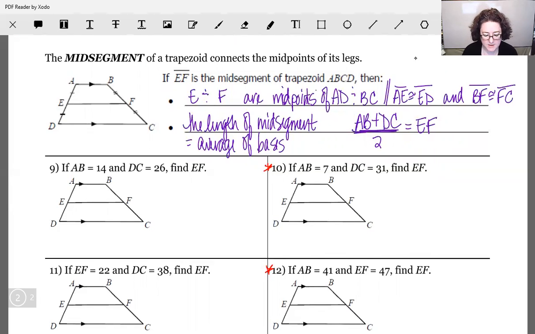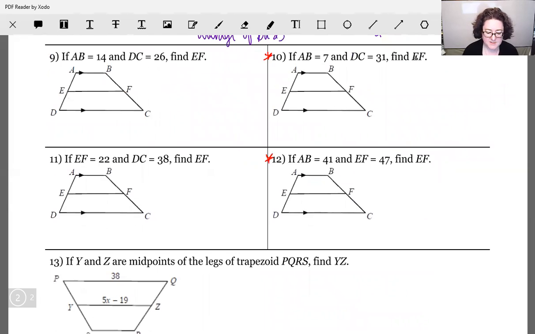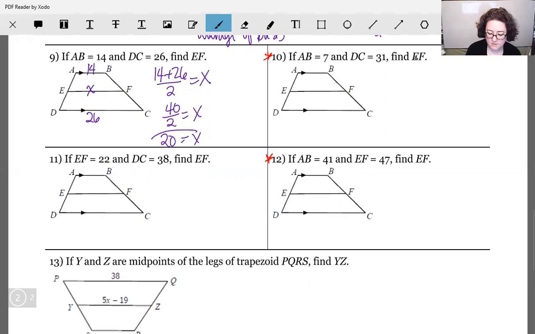So let's look first at number 9. So in number 9, we have segment AB is 14 and segment DC is 26. Well, those are our bases. So that means our EF, which I'm going to go ahead and label as X, all we have to do is average our two bases together to make that mid-segment X. So 14 plus 26 divided by 2 equals X. So all we need to do is simplify that left-hand side. 14 plus 26 actually gives me 40. And 40 divided by 2 is 20. So the length of our mid-segment, EF, is 20.